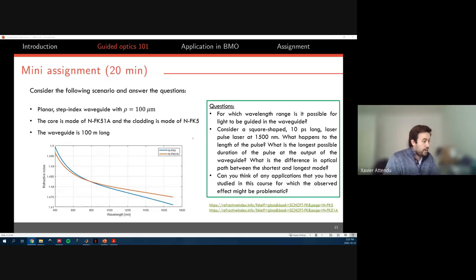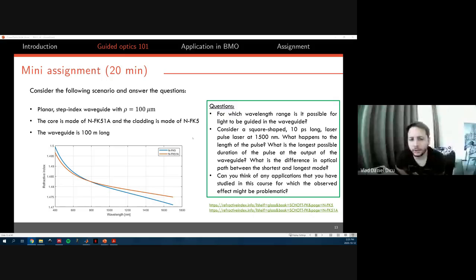So given that there is a possible difference in the propagation time between those two extreme modes, can you think of any application where this might be a problem? The fact that there's potentially quite a big difference between the shortest one and the longest one. I have the values right afterwards, but can anybody think of an application where this might be problematic? And a hint in the question is that there are some that you've seen in this class where it might become a problem.